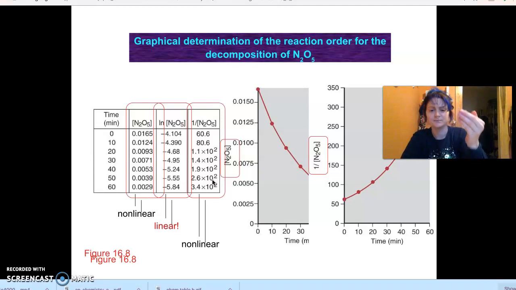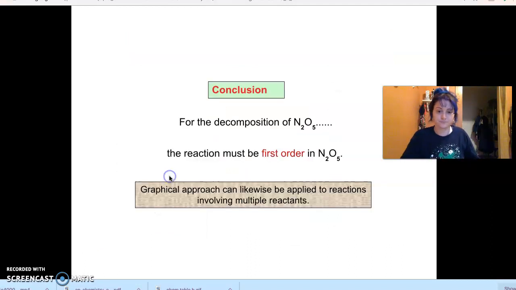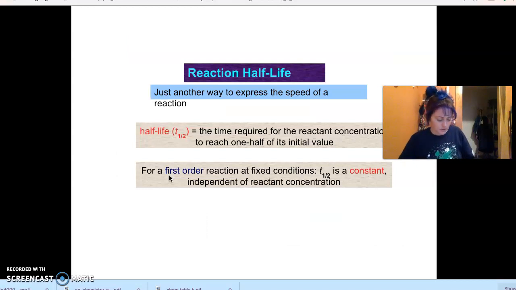All right. And if you can tell from this data, which I doubt that you can, the log function here would be linear. So we would say that this reaction, whatever it is, would be first order because the ln of the concentration is linear. All right. Cool. So what does this mean?